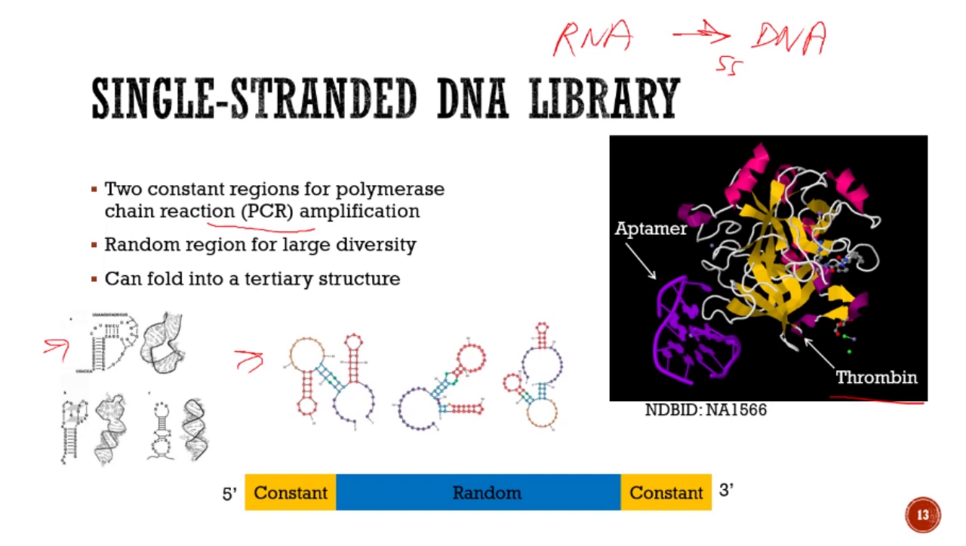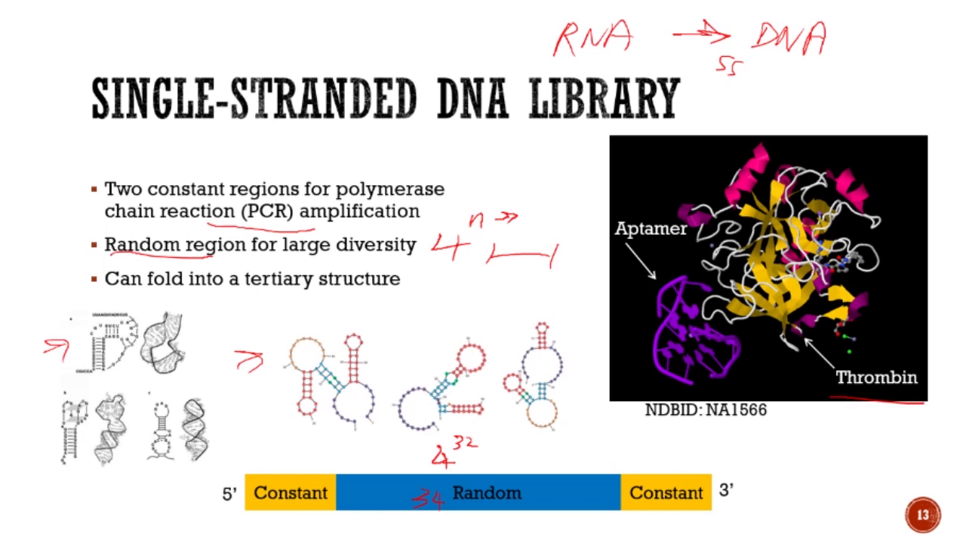Now, in terms of random region, I talked about it. Really, we're looking at 4 to the nth, and the n really equals the length of this random region. So, for example, if this random region is 32 nucleotides long, ATGC repeated in any random fashion, you have 4 to the 32nd diversity in theory, theoretical diversity, and they can all fold into this tertiary structure that we just talked about.